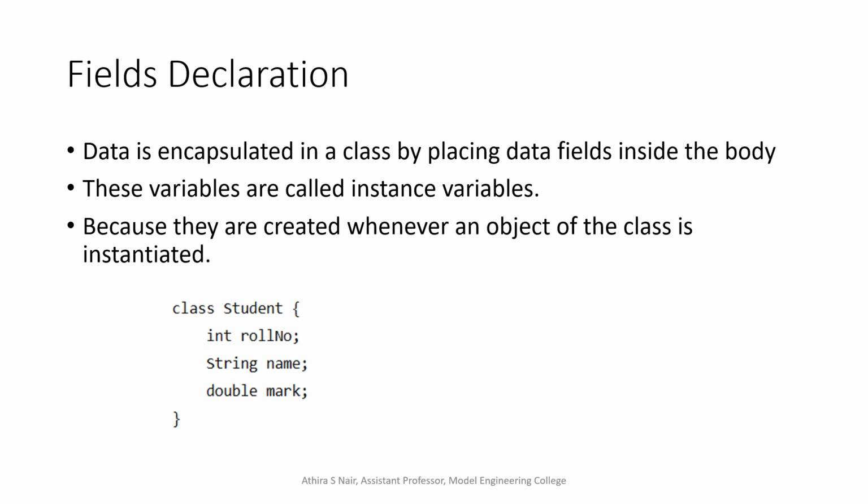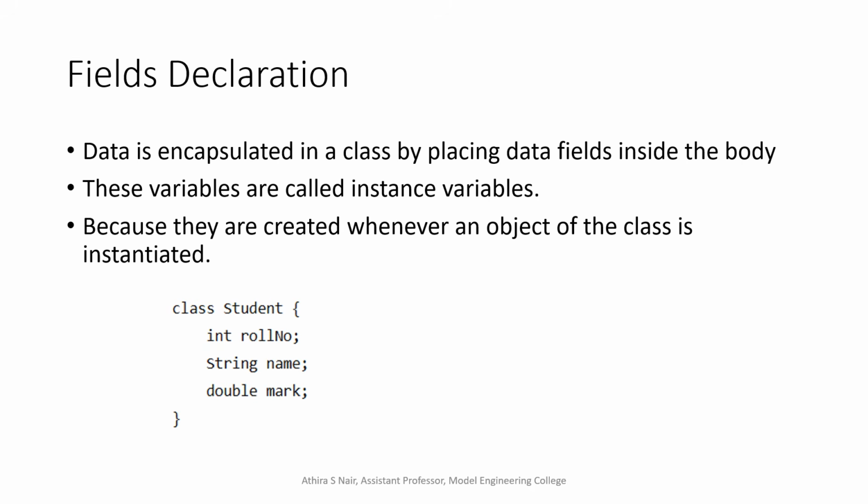So first we will look at fields declaration. So fields are variables declared inside a class, and they represent the properties or attributes of an object, and the variables are also called instance variables because they are created whenever an object of the class is instantiated. So here data is encapsulated in a class by placing data fields inside the body.